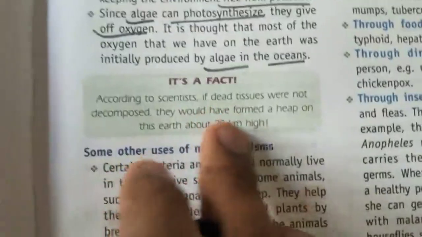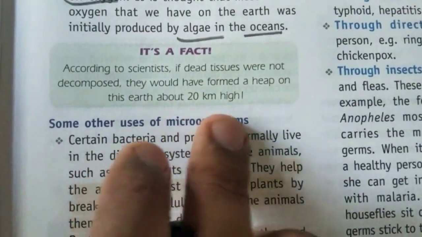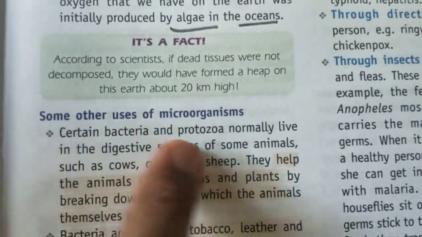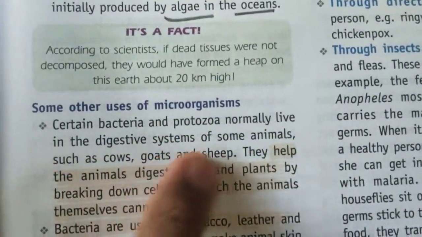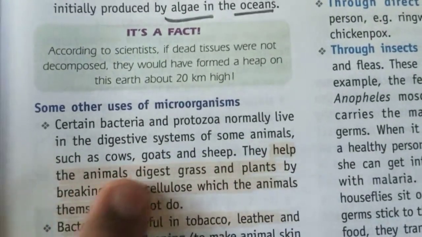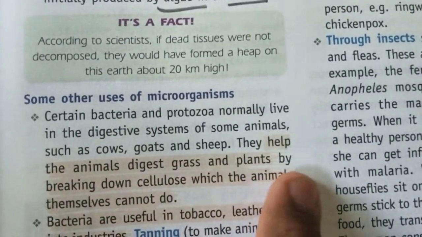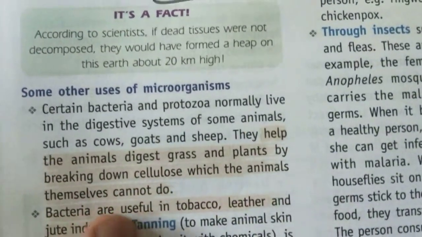According to scientists, if dead tissues were not decomposed, they would have formed a heap on this earth about 20 km high. Some other uses of microorganisms. Certain bacteria and protozoa normally live in the digestive system of some animals, such as cows, goats, and sheep. They help the animal digest grass and plants by breaking down cellulose, which the animals themselves can't do.